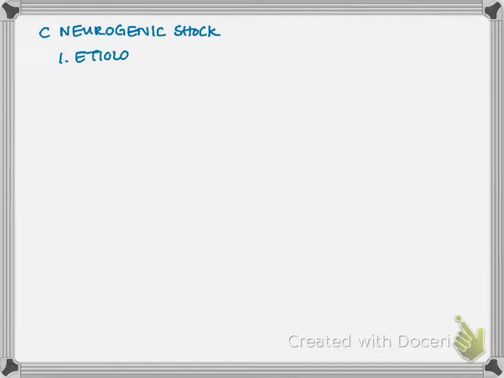You guys studied this a little bit in test 1. So the etiology is a spinal cord injury above T6. Above T6 makes you sick. That's what Miss B says. So you're susceptible to neurogenic shock with a spinal cord injury greater than T6.